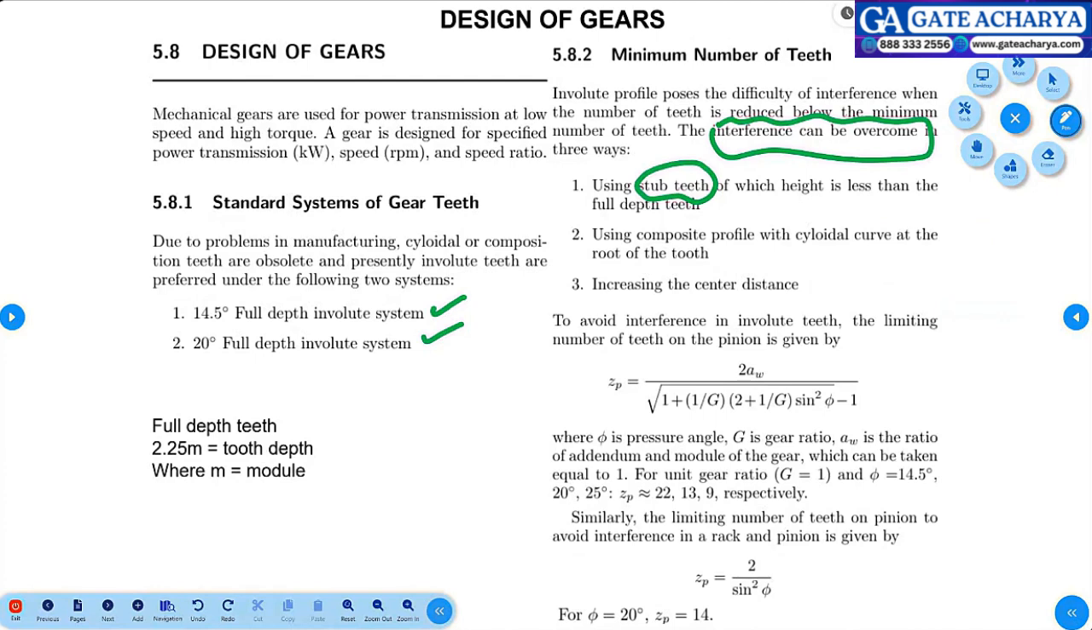So what should be the number of teeth in the pinion gear, the driver gear? The minimum number of teeth to avoid interference is given by this formula: ZP. What is Z? Gear ratio; phi is the pressure angle; AW is the ratio of addendum and module of the gear. AW is nothing but a fraction times the module. To find the addendum, how much I should keep for the gear teeth, I take the module and multiply by a factor or a percentage, like 20%, 35%.